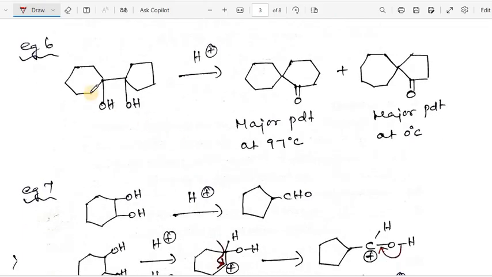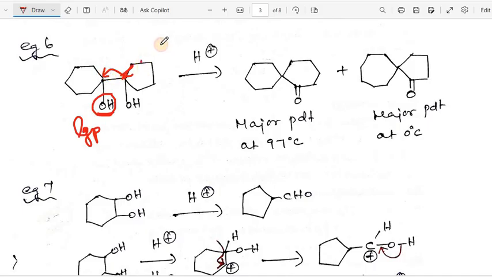Now let us consider an unsymmetrical diol. Here, this is a 6-membered ring and this is a 5-membered ring. We have OH on both carbons. There are two possibilities. First, if this OH is removed, or if this OH is a leaving group, what will happen? The bond which is trans to the OH group will get migrated.